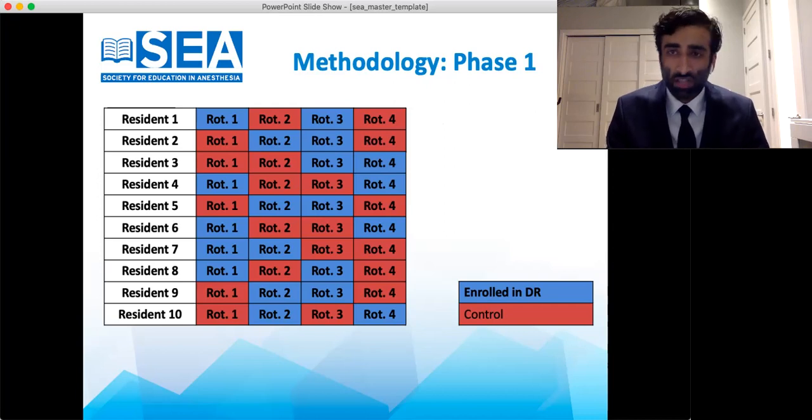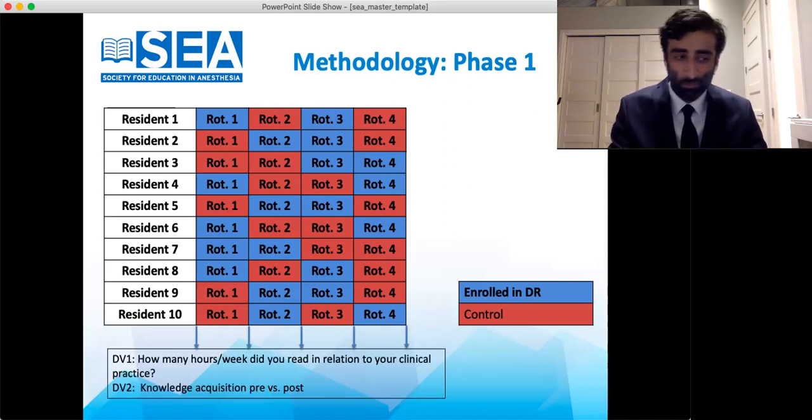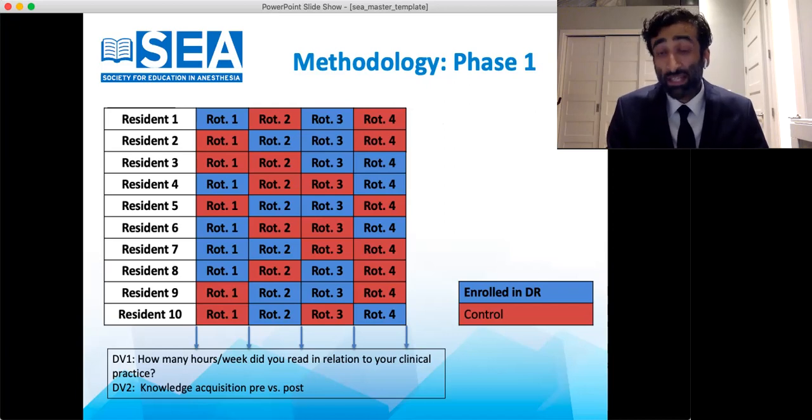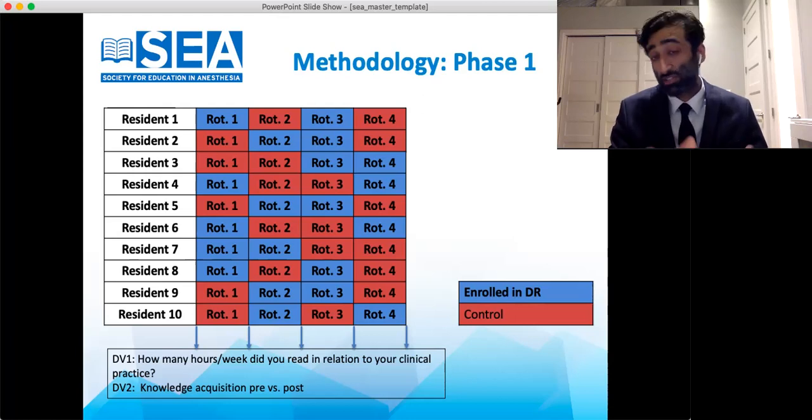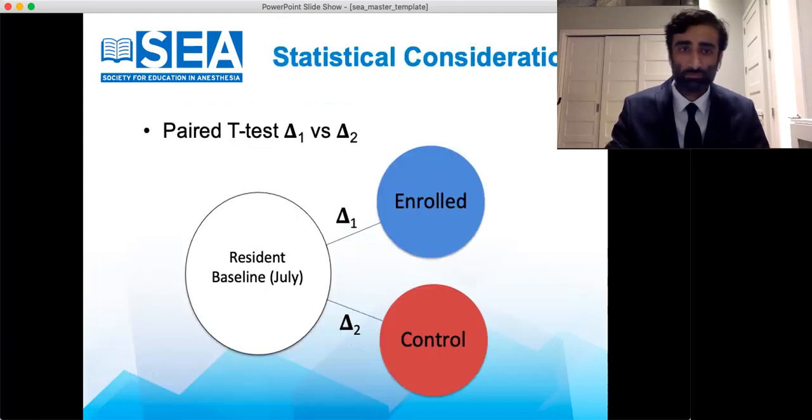So we underwent this complex randomization process to control for 3 essential confounders. There's variance between residents, variance between rotations, and between time points in the year that will all impact reading and learning, and all are controlled for in this process. In July as a baseline, and at the end of each month, we asked the residents how many hours per week they read, and also conducted identical pre and post knowledge tests to determine knowledge acquisition changes.